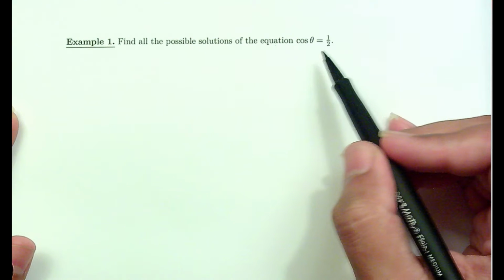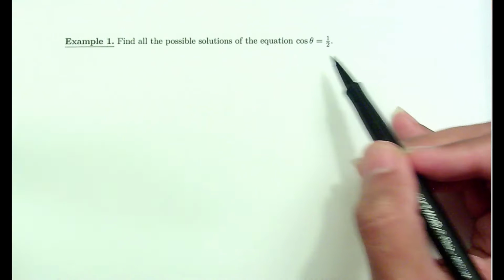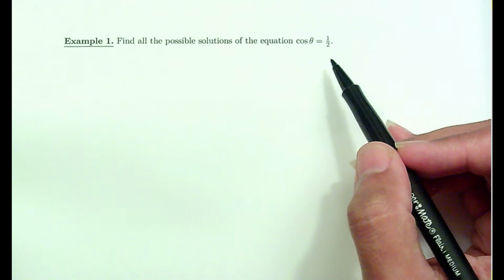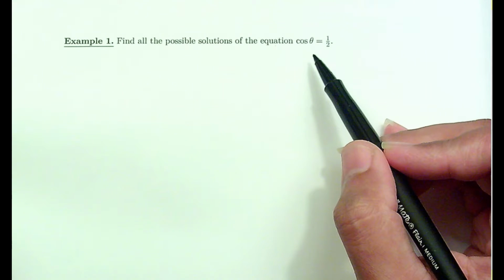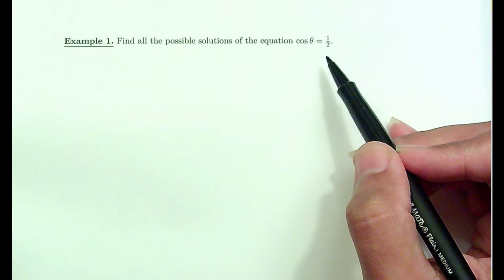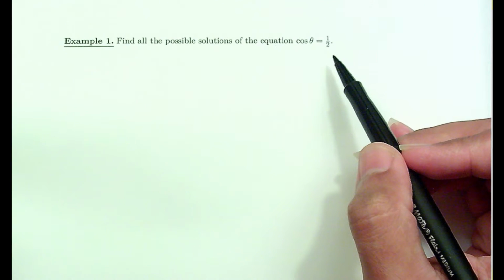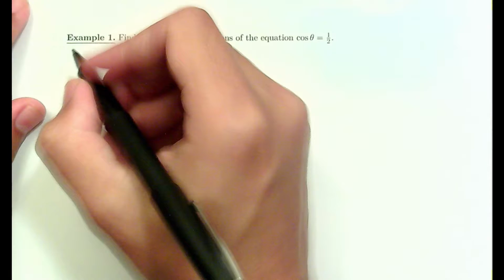So this is actually a value that comes from one of the special angles. So you have to recognize that in this case. Cosine, there is a special angle whose cosine equals a half. So what is it? What is an angle whose cosine is a half? Do you know? Well, you should know this one.